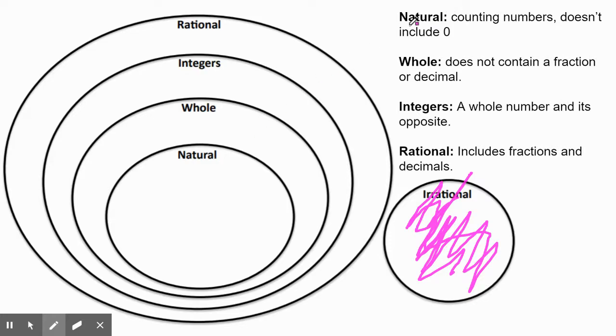Let's start with natural numbers. Natural numbers are your counting numbers. So if I wanted to count the number of people in the room, I would start counting with 1, 2, 3, 4, and so on. Something to note is it does not include 0, because if I want to count the number of people in the room, I don't start with 0. I start with 1. So once again, natural numbers are our counting numbers.